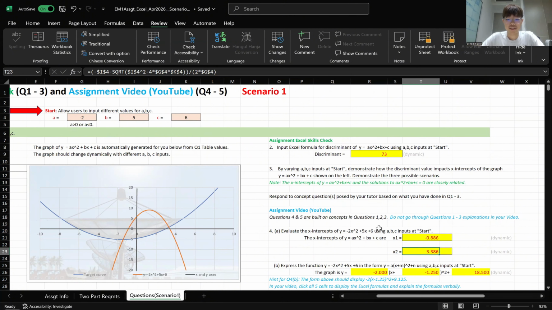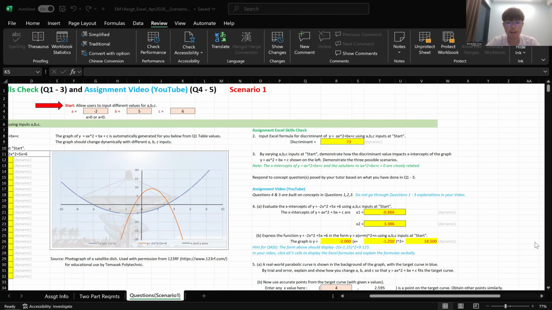For 4b, I converted the standard quadratic equation into the vertex form. And I used the completing the square method to find the values of a, m, and n. This is the formula for a, this is the formula for m, and this is the formula for n. And the vertex form makes it easier to see the turning point of the graph.